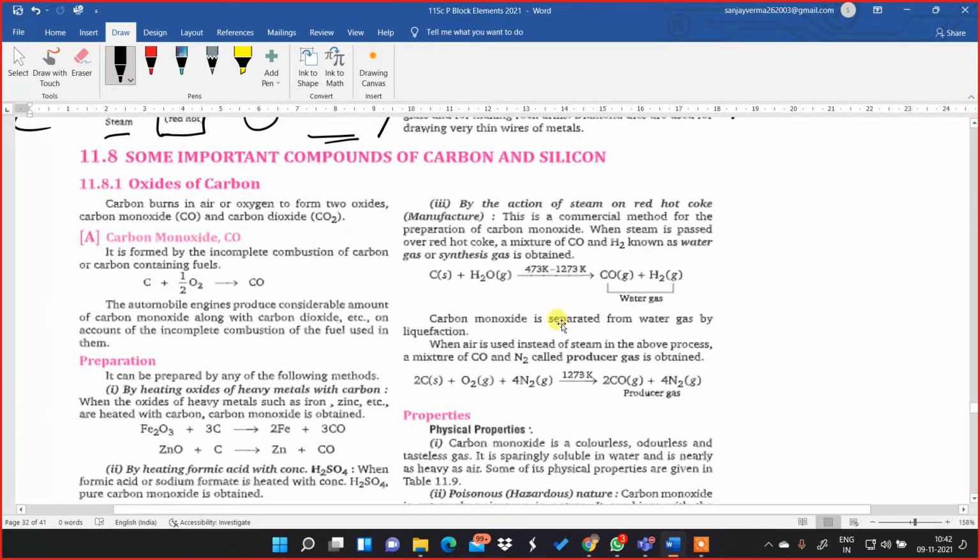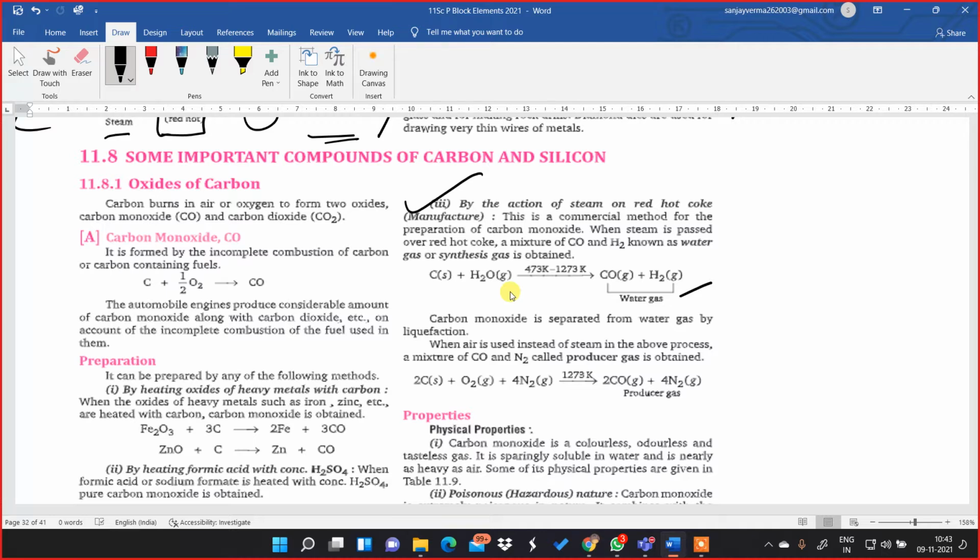If you see this reaction number 3, we can prepare carbon monoxide by the action of steam on red hot carbon, red hot coke, which is the manufacture. This is generally a commercial method for the preparation of carbon monoxide. When steam is passed over red hot coke, a mixture of carbon monoxide and hydrogen is formed, which is known as water gas.